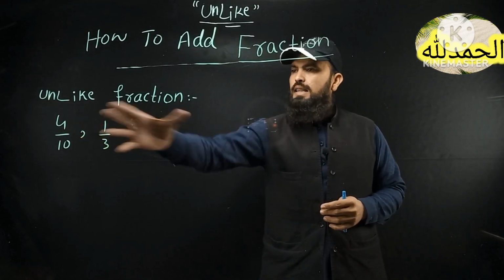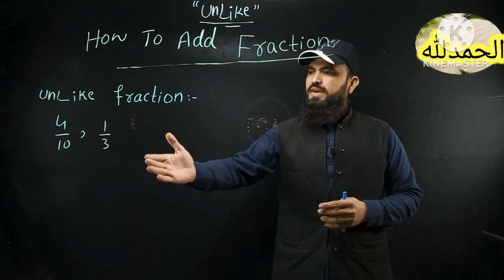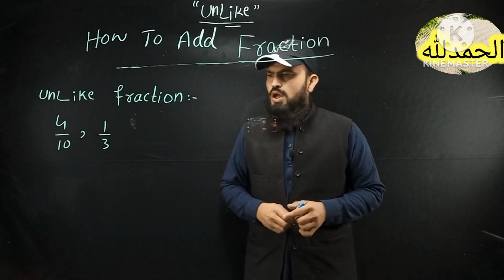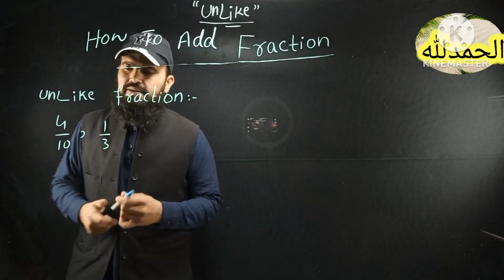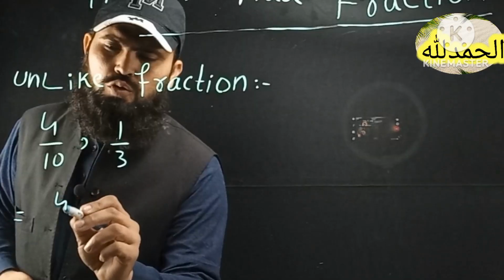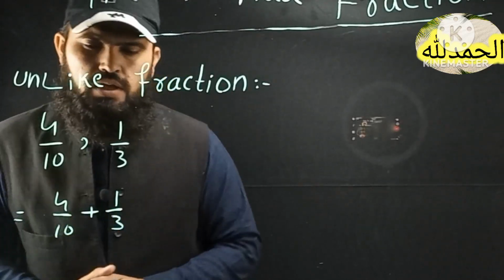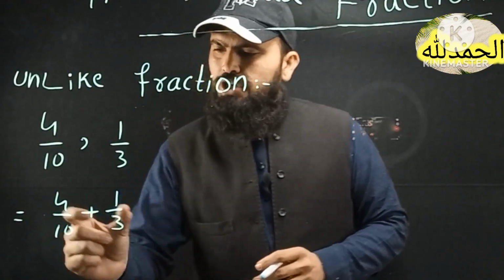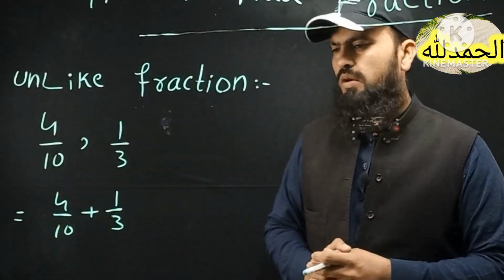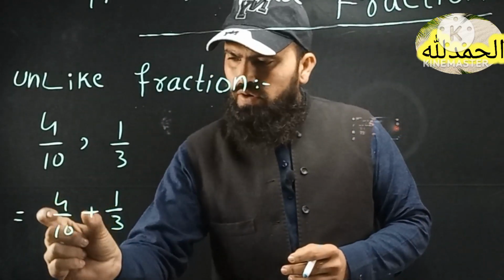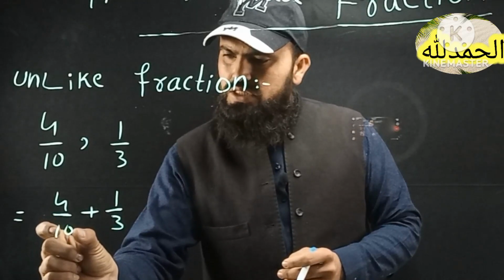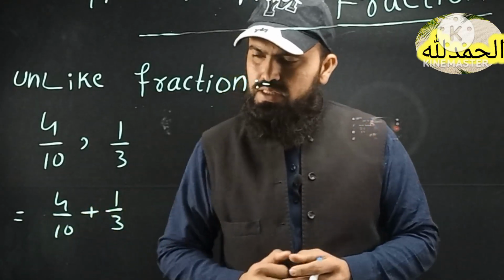This is unlike fractions, 4 over 10 and 1 over 3. Friends, we have to add these two fractions: 4 over 10 plus 1 over 3. First of all, the denominator is different from each other. The first denominator is 10 and the second denominator is 3.